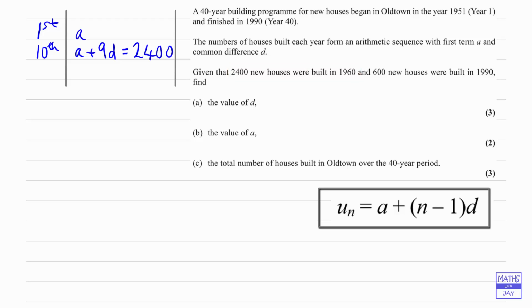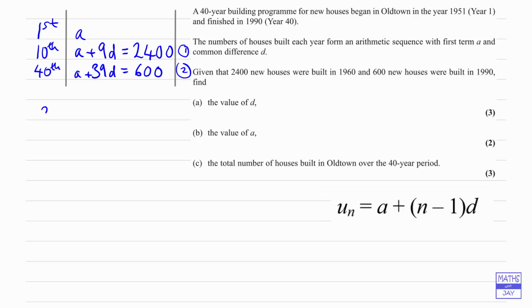And then the other bit of information we've got is about 1990, and that's year 40, isn't it? So in the 40th year, so the 40th term of our arithmetic sequence, we know is A plus 40 minus 1, so that's 39D, and that's 600. So shall we number those 1 and 2, so that we can explain what we're going to do with them. So we're looking to find the value of D.